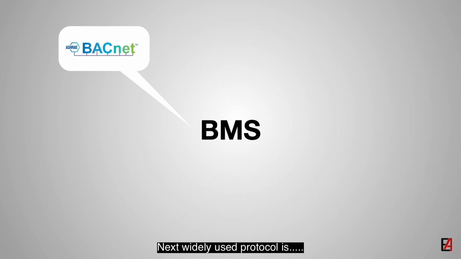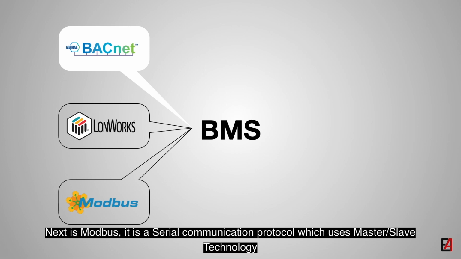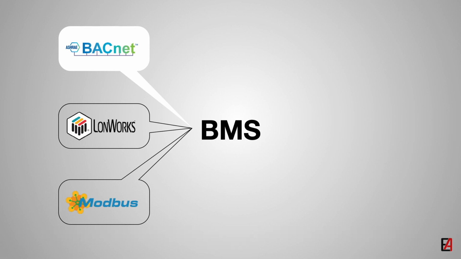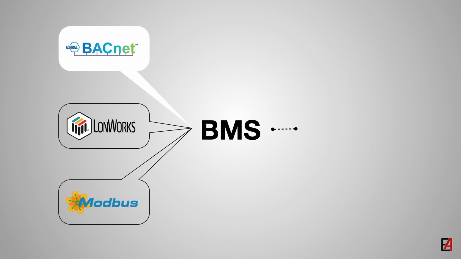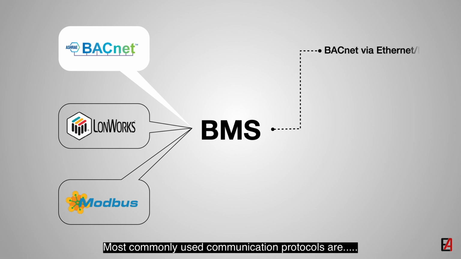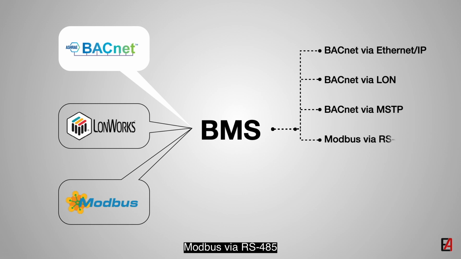Next widely used protocol is LonTalk, local operating network. It is widely used in low bandwidth applications. Next is the Modbus. It is a serial communication protocol which uses master-slave technology. This is a very old protocol which has been used in PLCs since 1979. Most commonly used communication protocols are BACnet via Ethernet IP, BACnet via LAN, BACnet via MSTP, Modbus via RS485, Modbus via RS232, Modbus via TCP/IP.